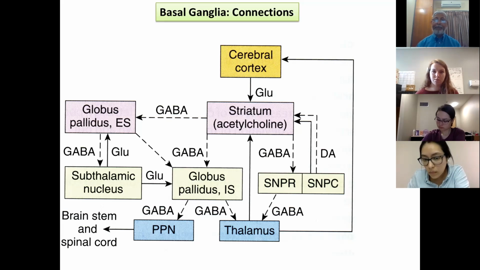Is this circuitry too complicated? It's a bit complicated. You don't have to memorize all those circuits. That's why I want you to remember at least this much: what is the basic function of the basal ganglia, that you have to understand.